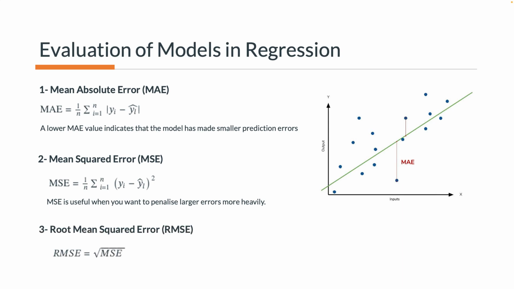The third metric is called root mean squared error, which is basically just the root of mean squared error, and we do that to make the value more interpretable.